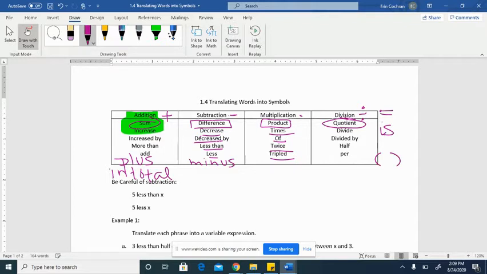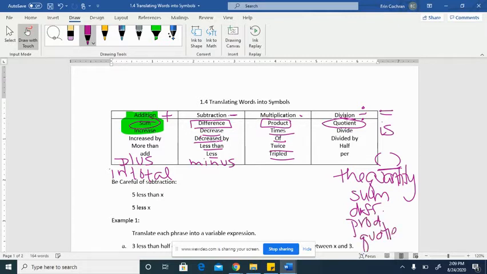Word for parentheses is "the quantity". Okay, and a lot of times you'll see 5 times the quantity of 6 plus 7. That quantity means those parentheses. Another time that you might have to use parentheses is if we're looking at sum, difference, product, quotient, okay? Because those are the answer to those types of problems. And if we want the answer to an addition problem or a subtraction problem, we have to make sure we put parentheses so we do those first because of order of operations, okay?